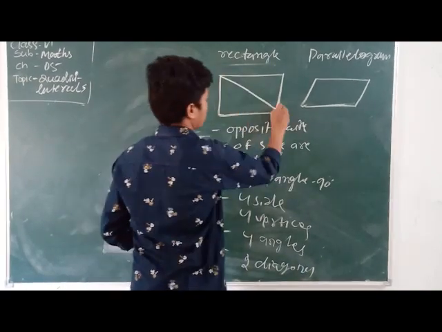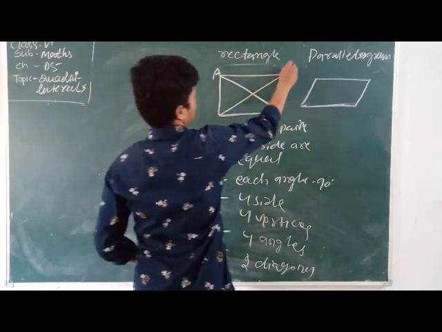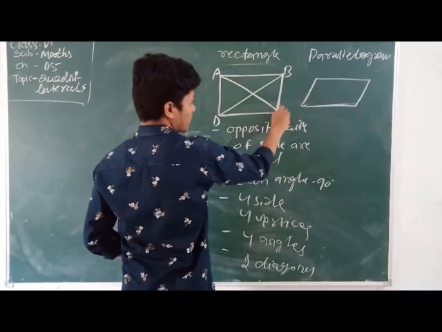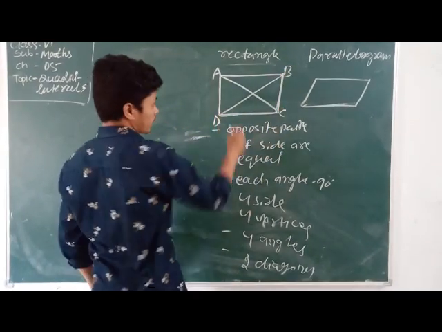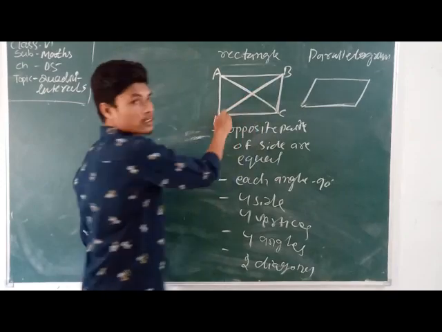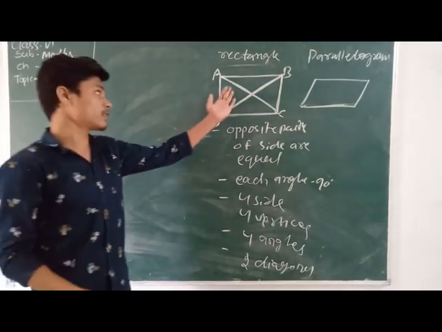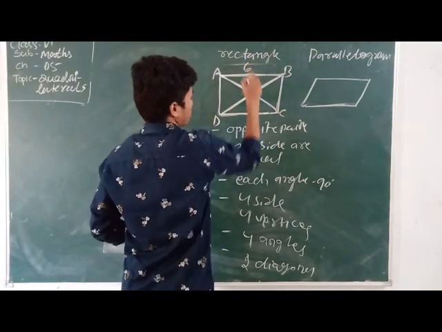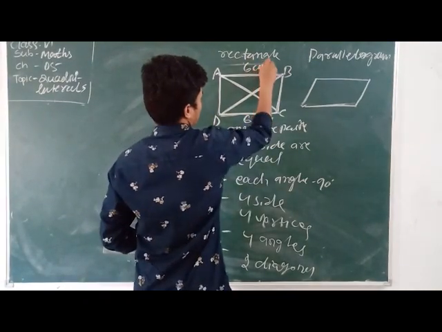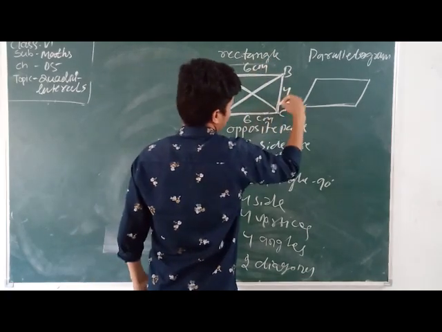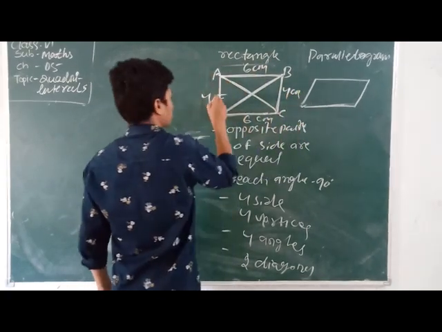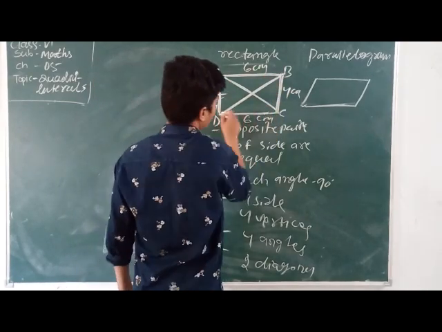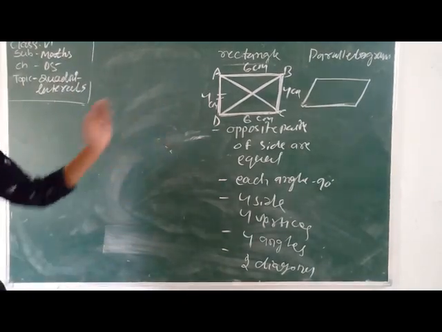I'm going to give the names A, B, C, D. The sides are AB, BC, CD and DA. The two diagonals are AC and BD. In a rectangle the opposite sides are equal. If this is 6 centimeters, then the opposite is also 6 centimeters. Here it is 4 centimeters, so the opposite is 4 centimeters. AD and BC are equal, and AB and CD are equal in a rectangle.